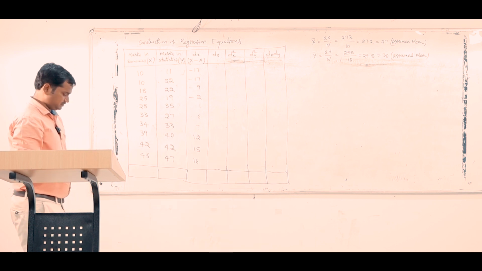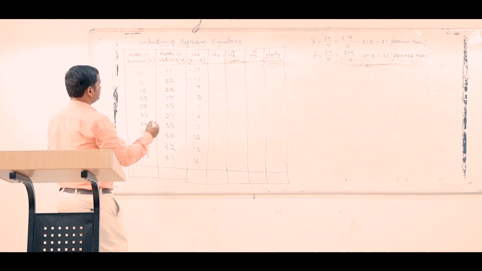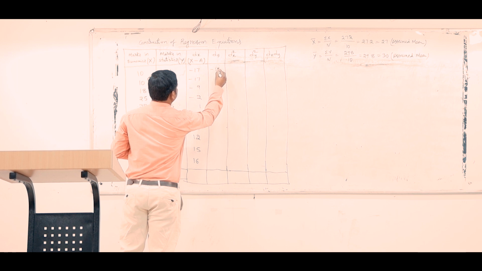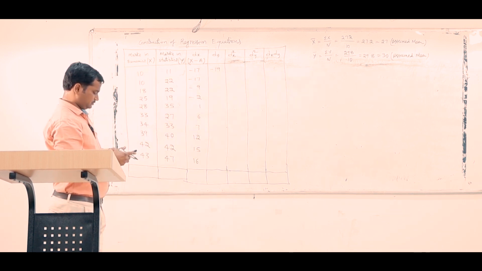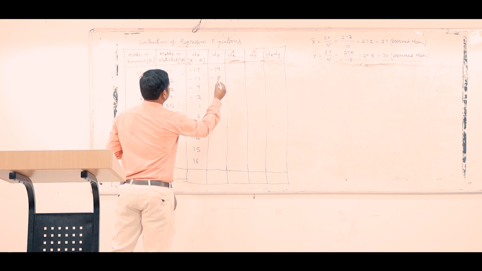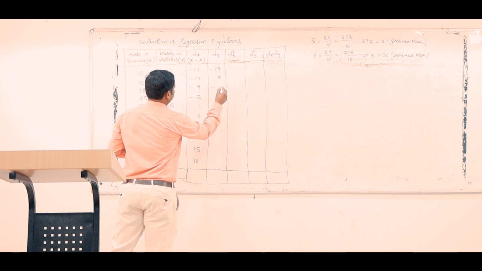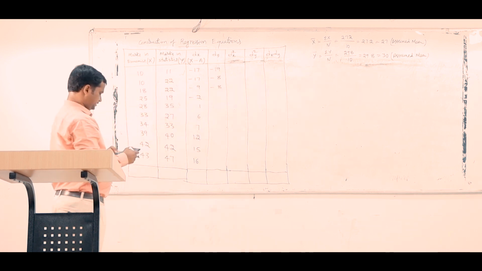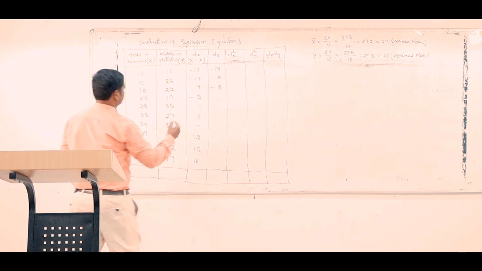Here the first value is 11. 11 minus 30, it is minus 19. Second value is 22. 22 minus 30, minus 8. Next value is 22, so it will be minus 8 again. Next 19 minus 30, it will be minus 11.